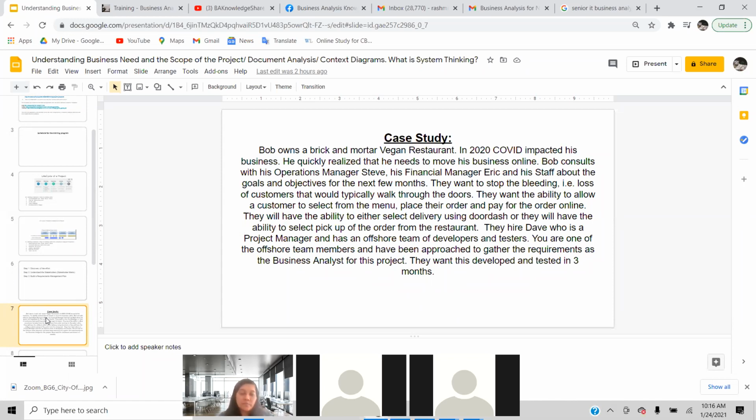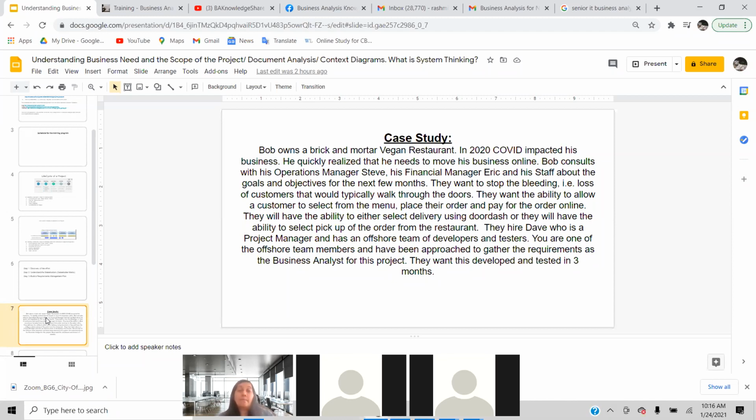For those of you, I'm based in the US, for those that are not familiar with DoorDash, it's basically a food delivery service. The focus is just on delivering, kind of like the Uber of food delivery. They hired Dave, who is a project manager and has an offshore team of developers and testers. You are one of the offshore team members and have been approached to gather the requirements as a business analyst for this project. They want this developed and tested in 3 months.